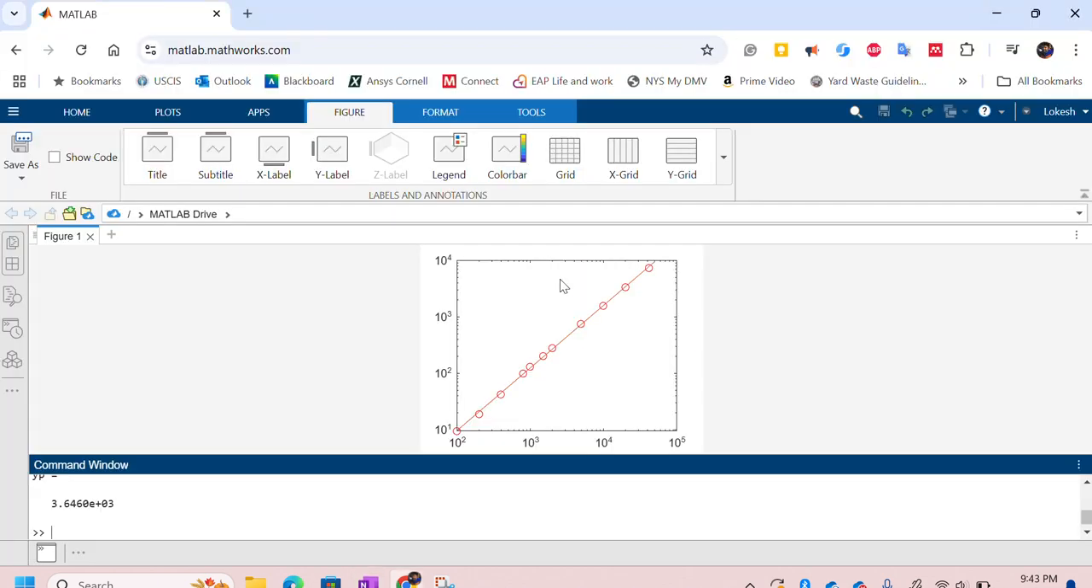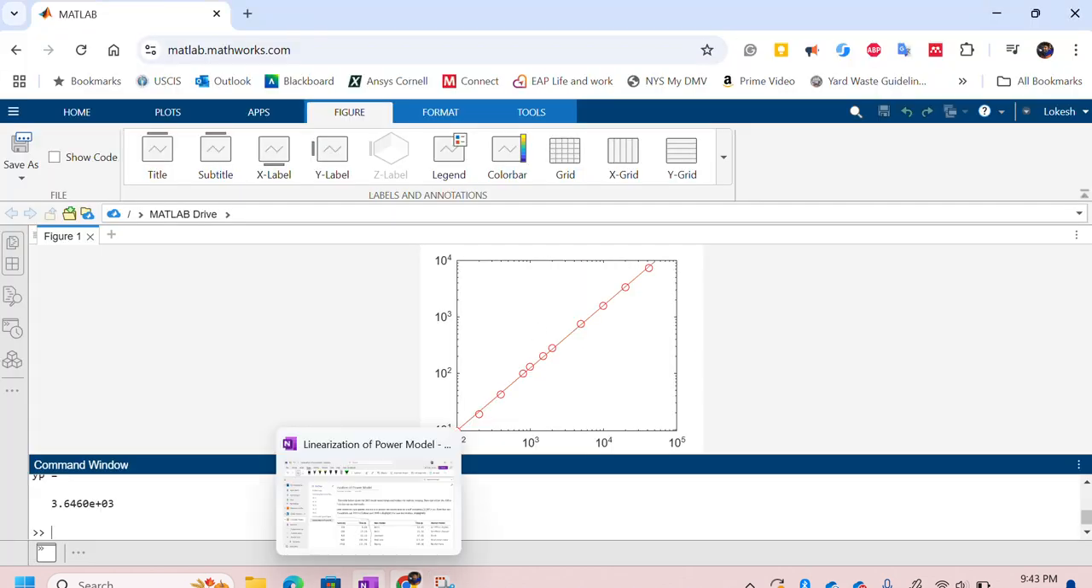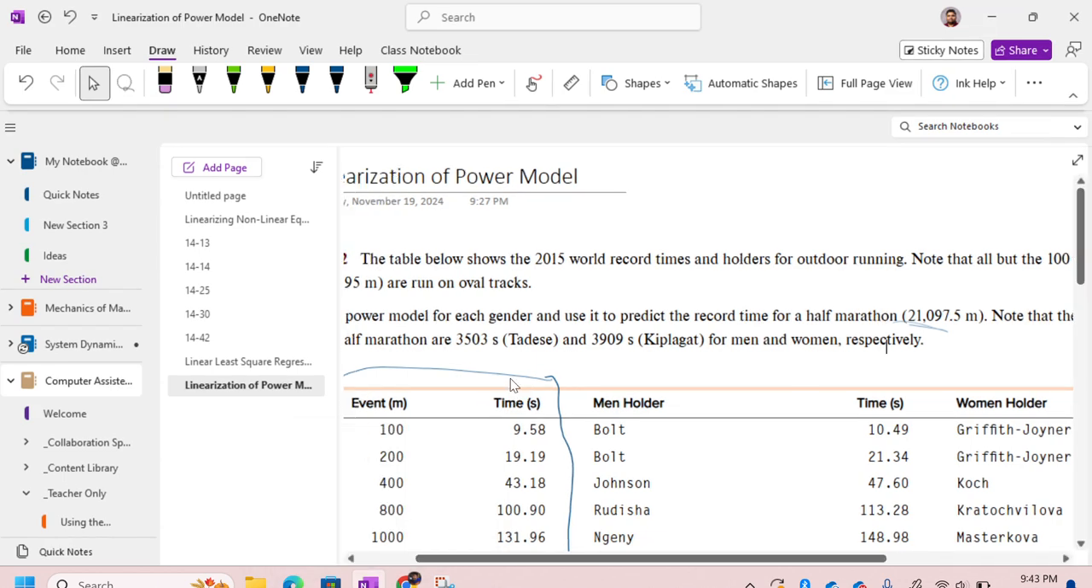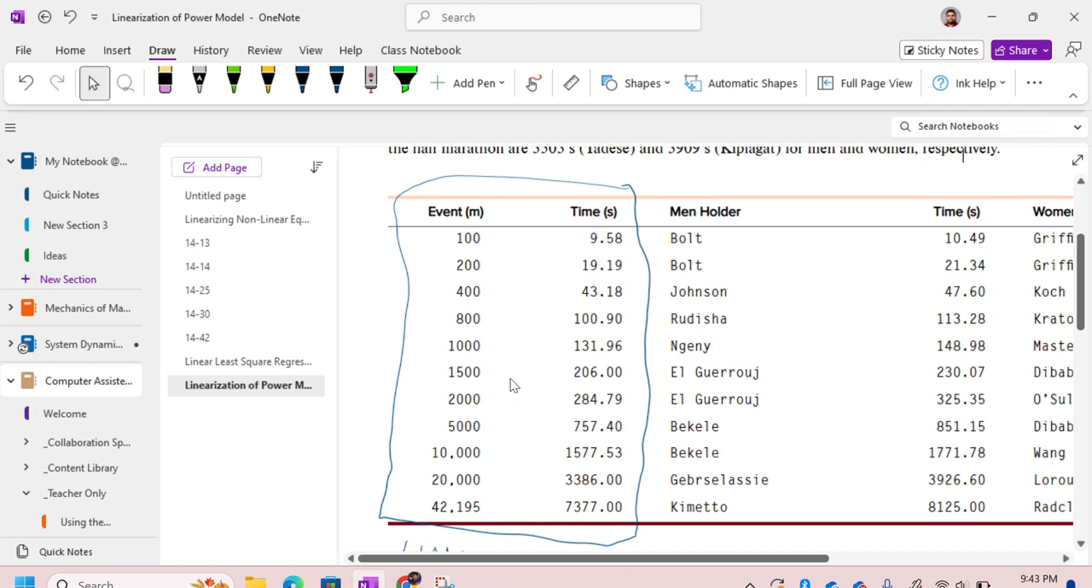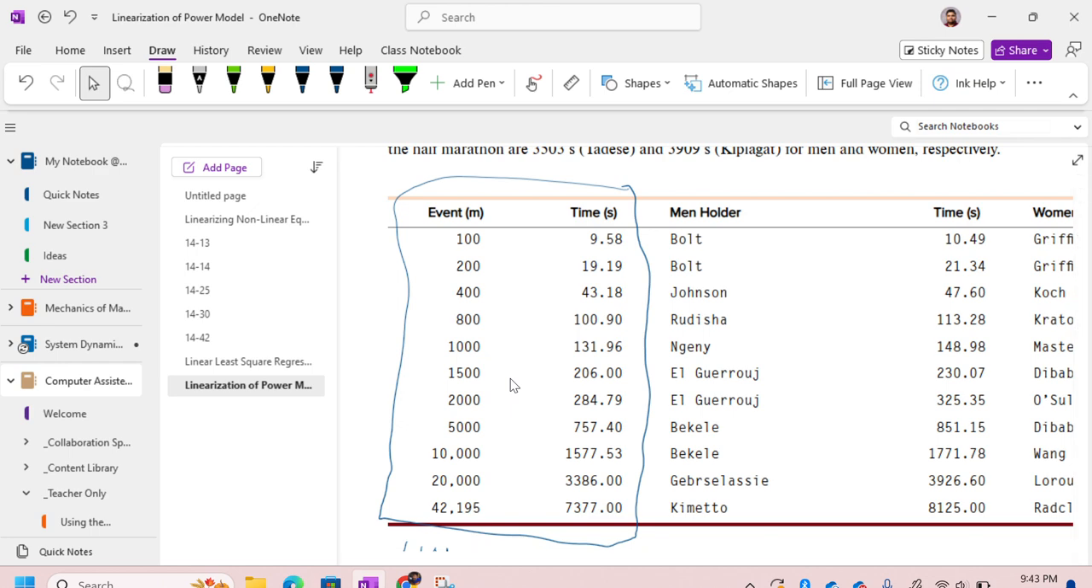So that's how you use your power function or the power model to linearize and predict the values for the data that follows the power function. So I will make another video for another linearization method, which involves the saturation population function as well.